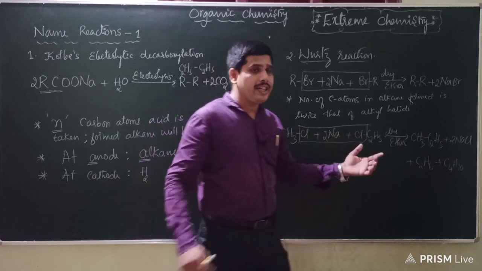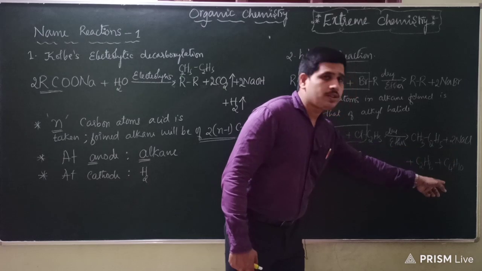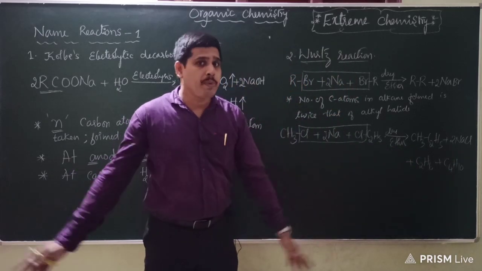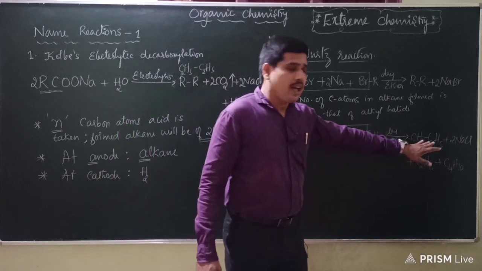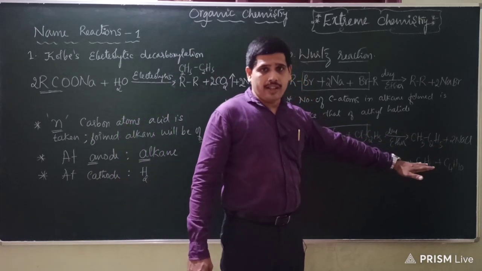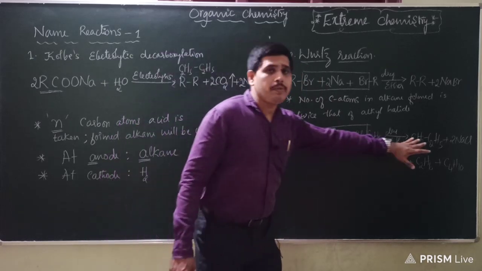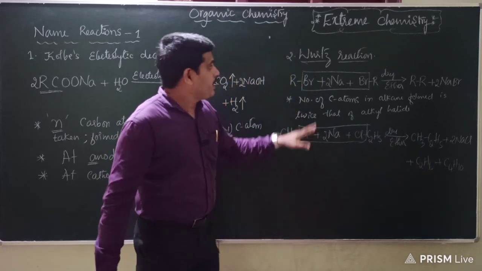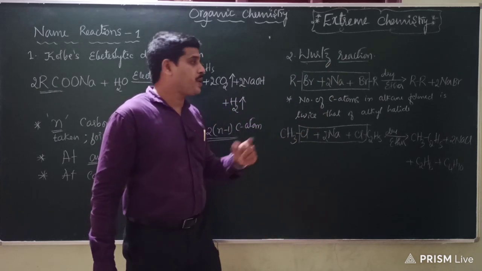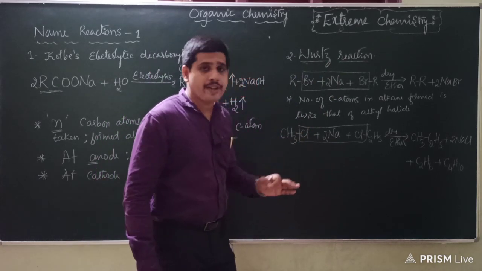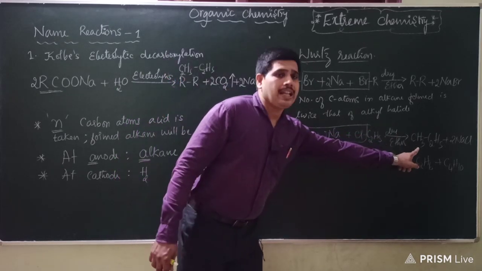Why? Because our intention is to prepare only propane. We got the other two, so those two products have to be separated, and separation is a bit difficult. As a result, the yield is also going to decrease. Yield means the amount of product which you get. So this is a limitation of the method. Wood's reaction is not preferred to prepare unsymmetrical alkanes.